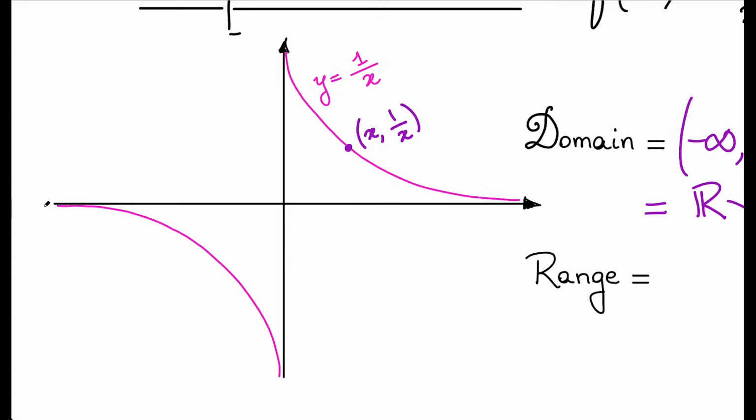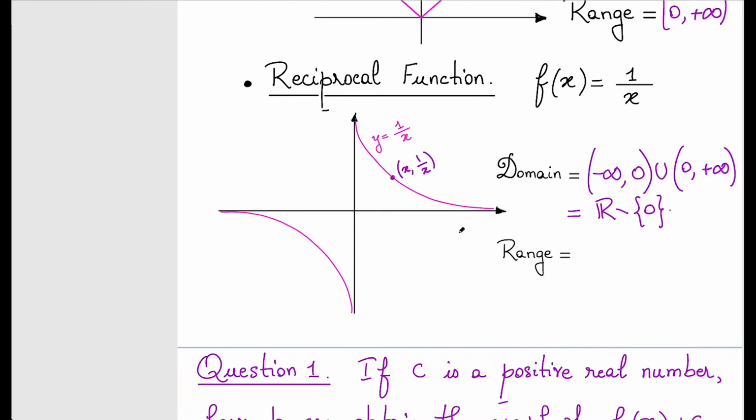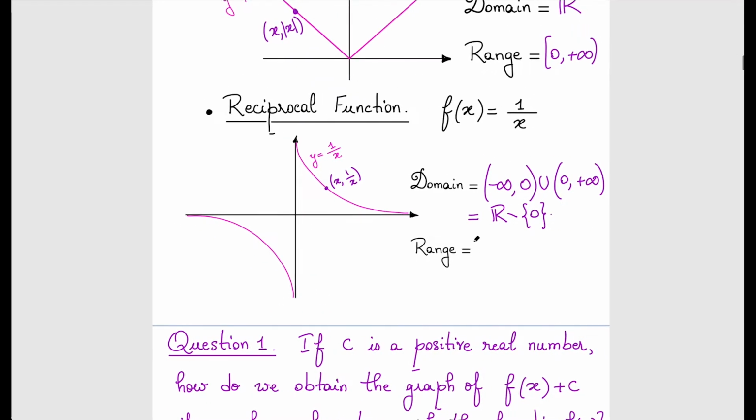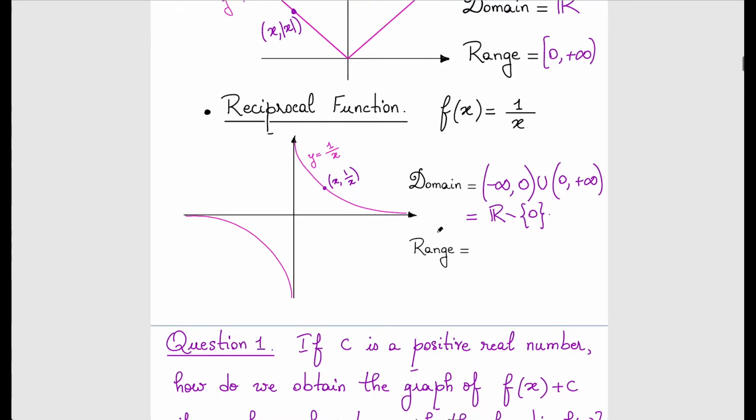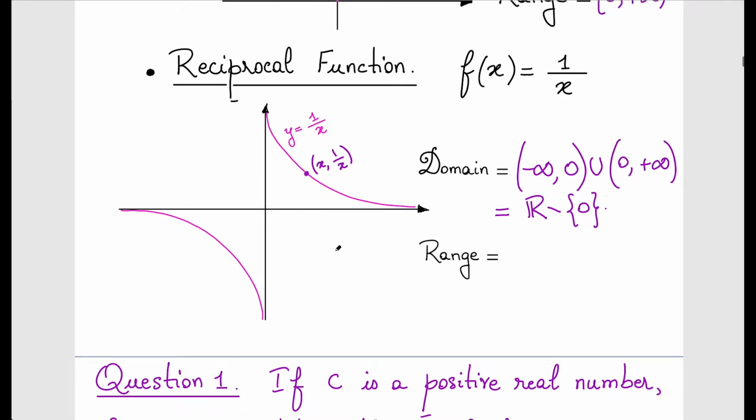So x equals 0, the vertical line, is a vertical asymptote, and y equals 0, the x-axis, is also an asymptote. In this case, it's a horizontal asymptote. We'll talk more about asymptotes in the future, but I just wanted to introduce them. All right, so what's the range of this function? Let's zoom in one more time. What's the range of this function?